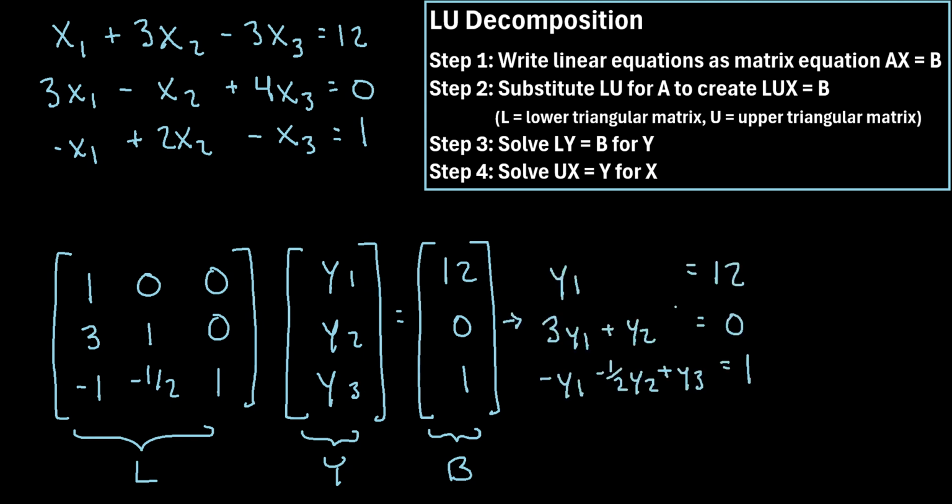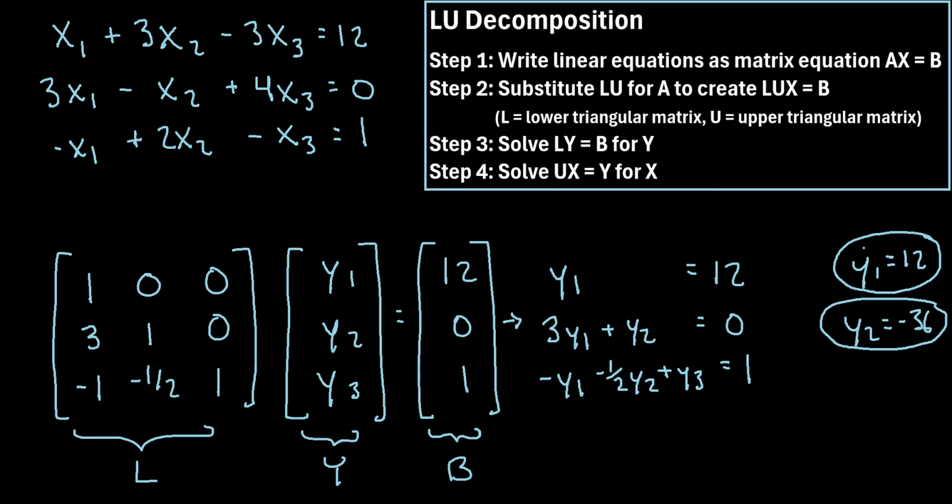All right, so we need to solve this system of equations for the y values. Let's start with this first equation. y1 is 12. So that's pretty easy. We can just write y1 is equal to 12. That's our first y. Now, if we plug this y1 equal to 12 into this second equation, we get 3 times 12, that's 36. 36 plus y2 is equal to 0. y2 must be negative 36 to have a 36 plus a negative 36 equal to 0. So we'll say y2 is negative 36.